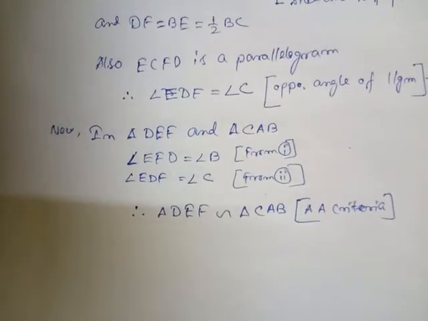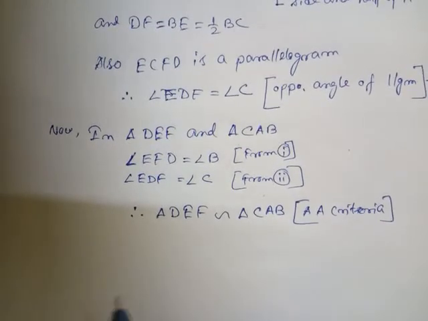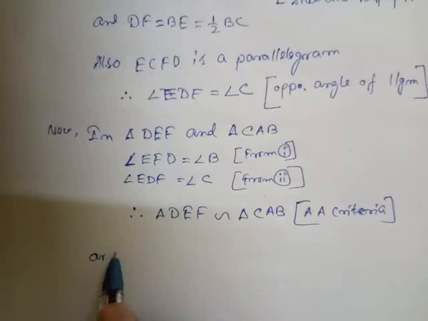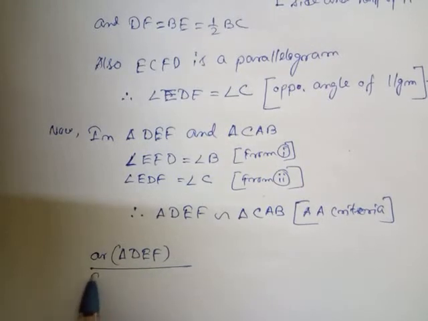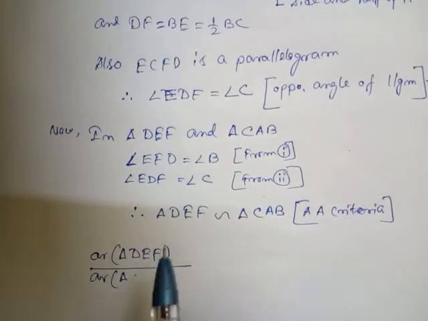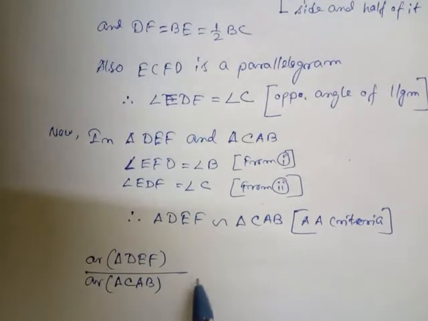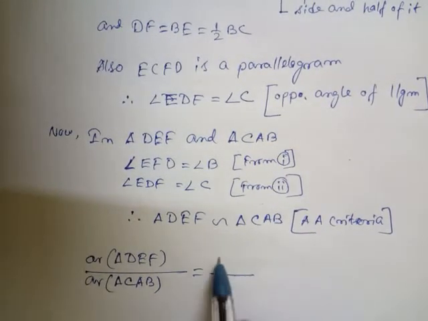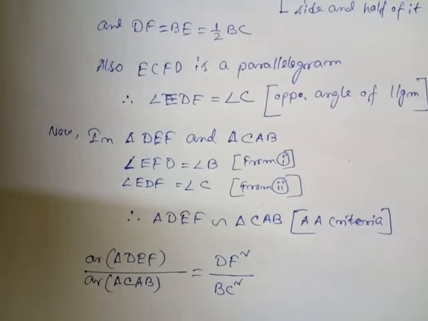Now look after that. Now we can apply the area of the triangles, which means the 6.6 theorem. So we can now write down area of triangle DEF by area of triangle CAB. Now look after that. So here students will write DF square by BC square, and the reason is actually the 6.6 theorem, and we'll write down the theorem now.